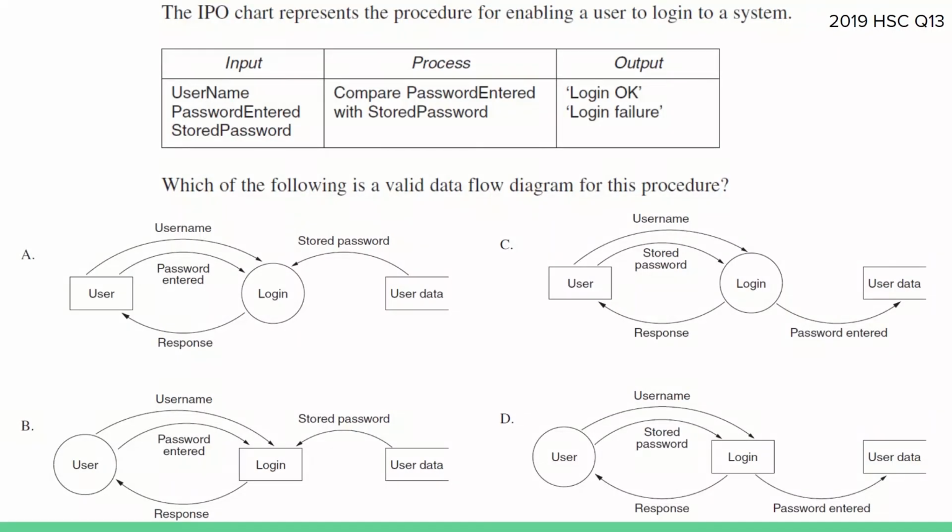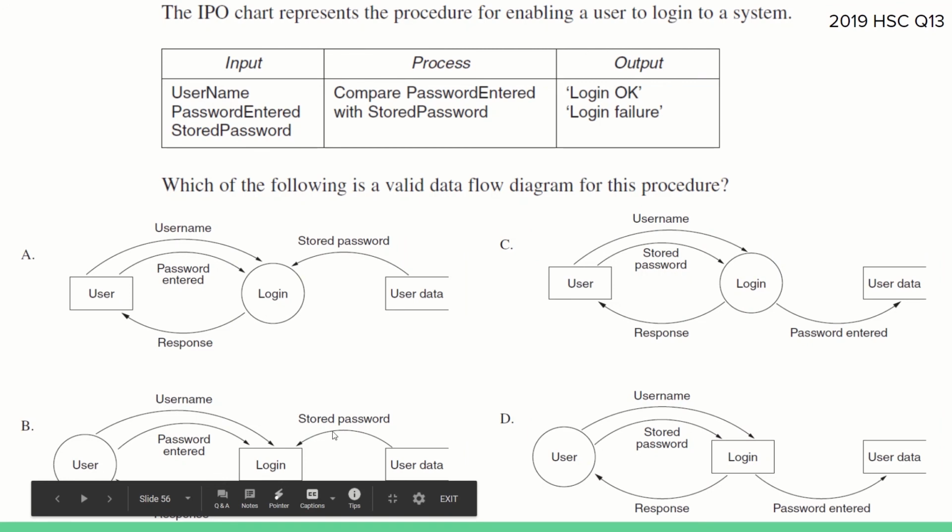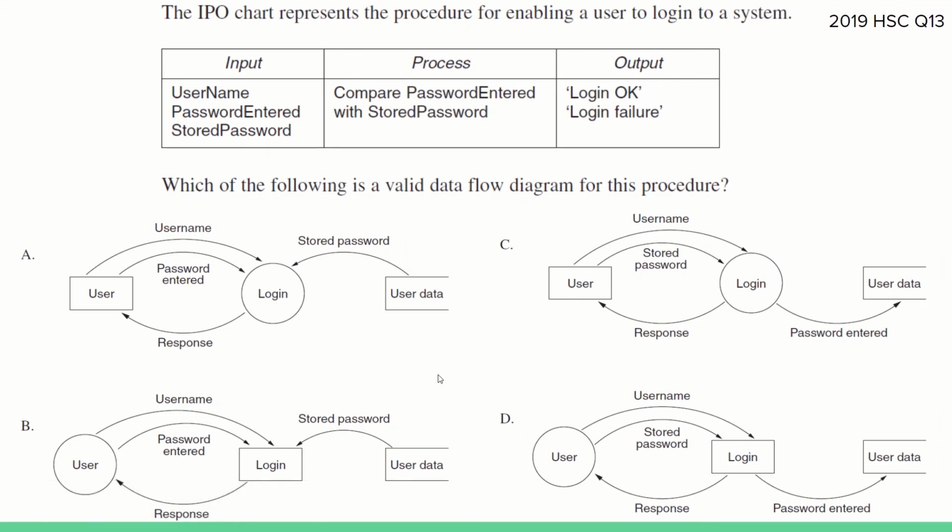Context. Alright, so this question, multiple choice. Which of the following is valid? So, what slide are we at? Slide 56. We're on fire. Slide 56. So, which of the following is valid for that IPO going into the data flow?